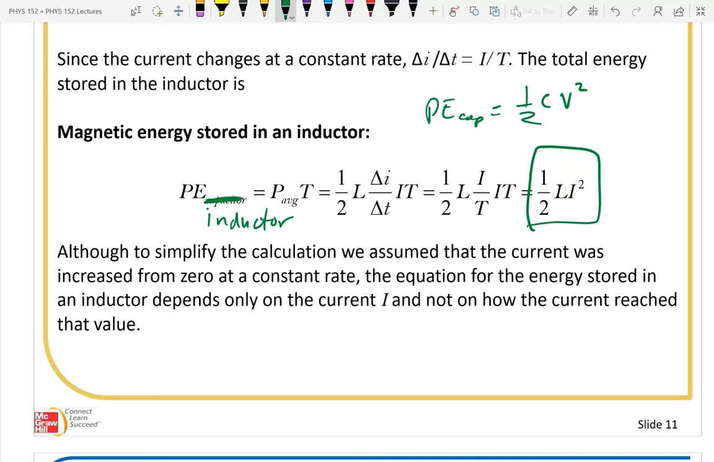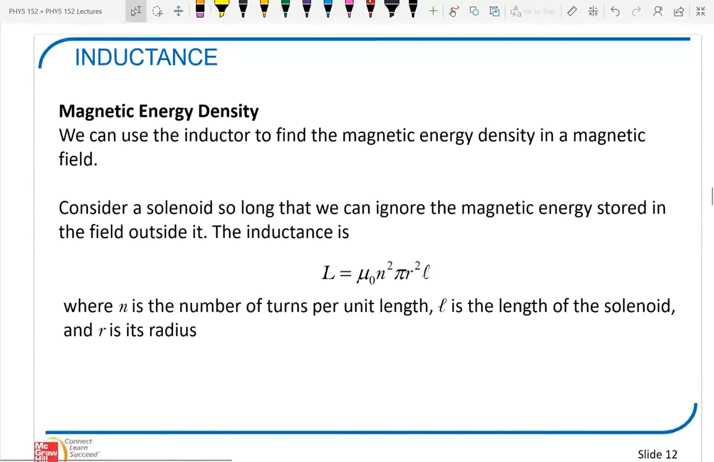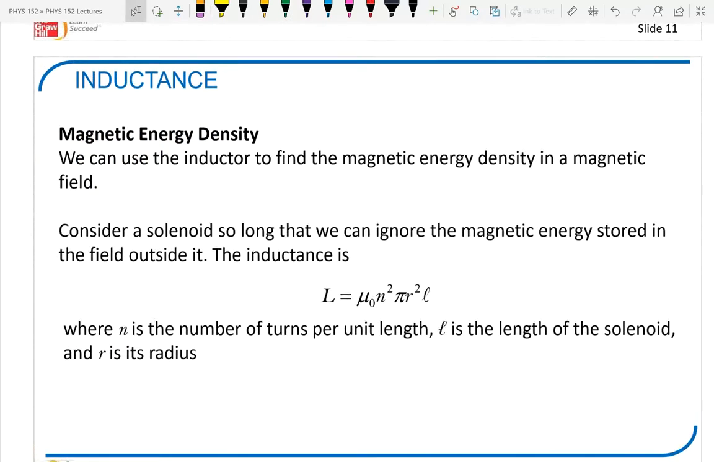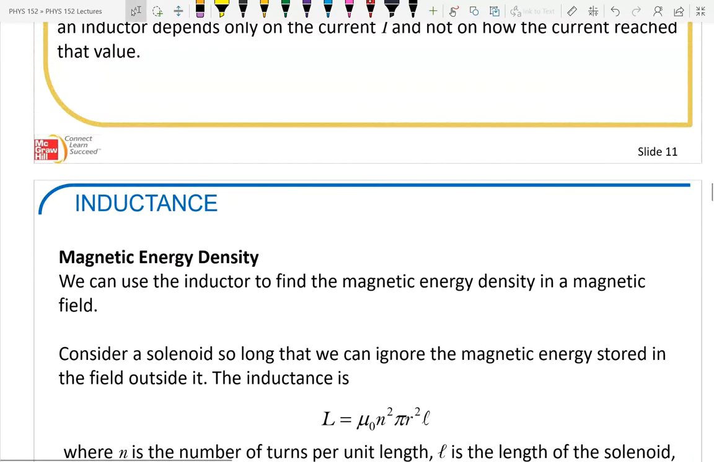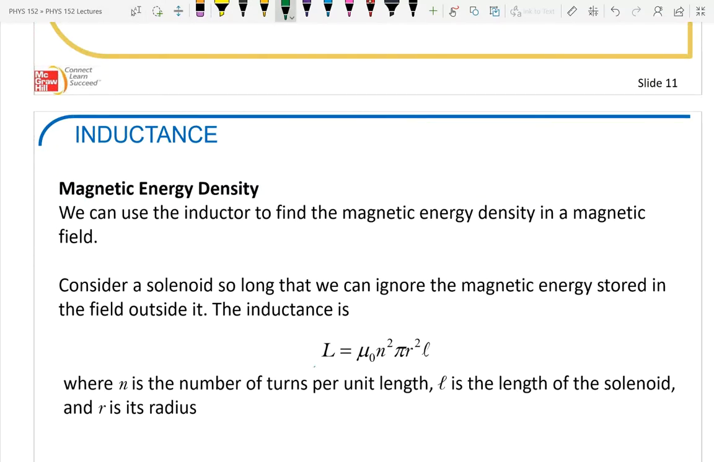Well, with the capacitor, we then use this to calculate how much energy density we have. That's how much energy per unit volume do you have if you have an electric field present. So we're going to do the same thing now for an inductor. Calculate how much energy you have per unit volume. Remember, the inductor has this equation.